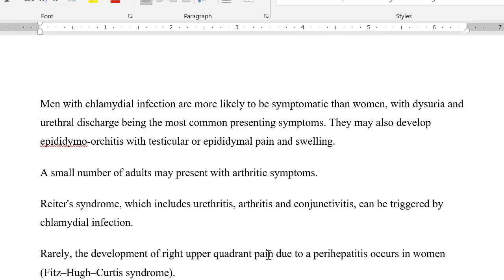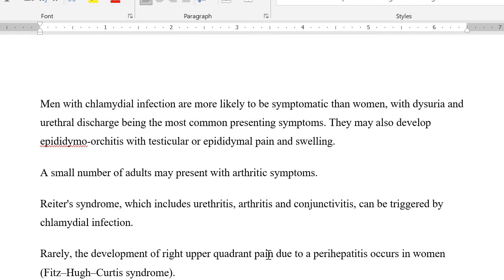Men will have dysuria and urethral discharge, which is the most common presenting symptom. They may also develop epididymo-orchitis with testicular or epididymal pain and swelling. A small number of adults may present with arthritic symptoms, like they can't pee and they can't climb a tree.